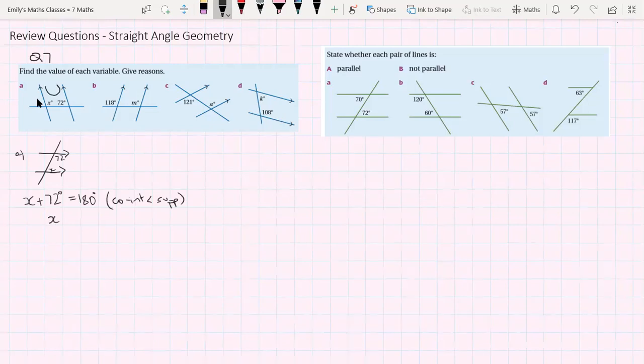So how do we get X? It's 180 minus the 72, which is 8 degrees. Oh, sorry, 108 degrees. Silly me. So that's question A. What about B?